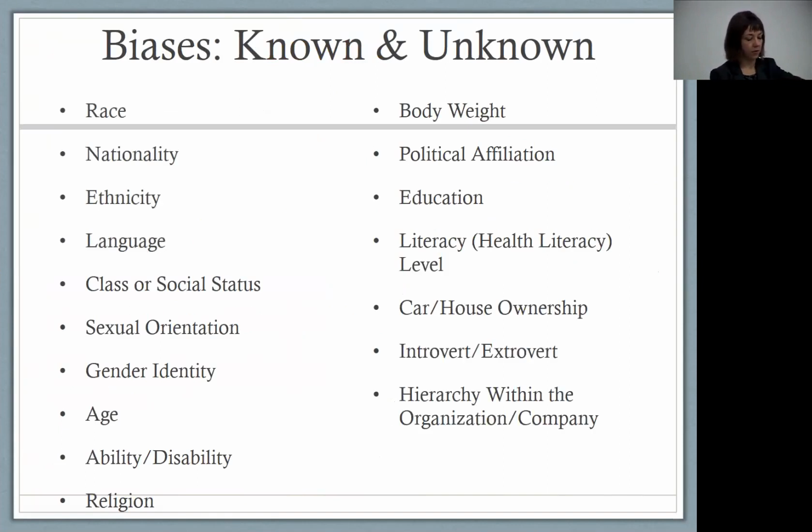Here's just some of a list of all the different things. So it's not just the big things that we think of like race, but it could be body weight, or it could be education, just having a bias against people that have PhDs, or having a bias against people that don't, whether you own a car, or what kind of car you own, whether you're an introvert or an extrovert, who do you respect in the company? Is it somebody who's high up, or do you actually respect more the people that are lower in the hierarchy?